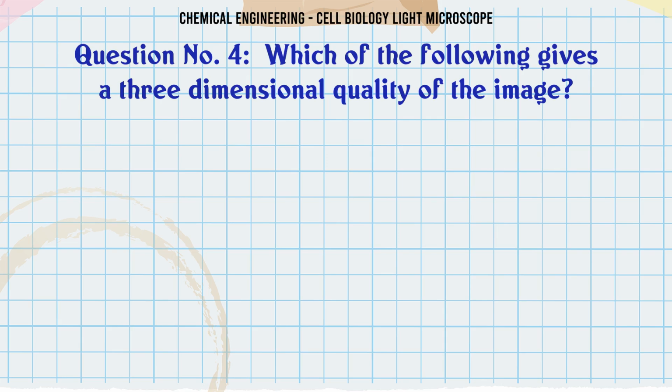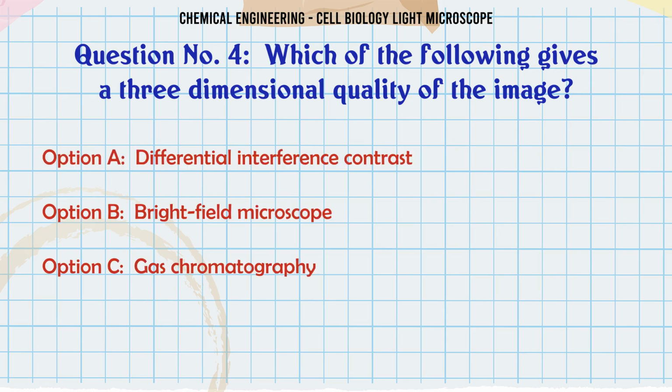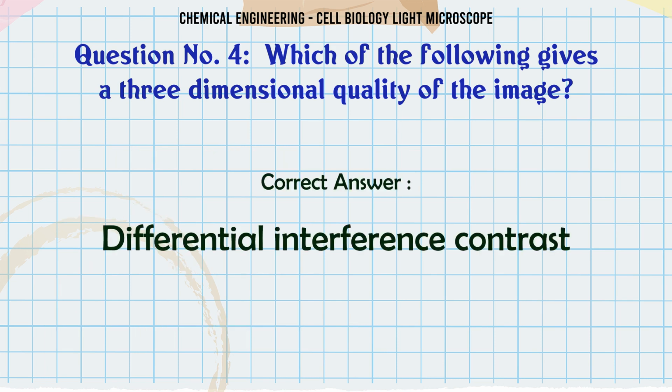Which of the following gives a three-dimensional quality of the image? A. Differential interference contrast, B. Bright field microscope, C. Gas chromatography, D. Spectrophotometry. The correct answer is differential interference contrast.